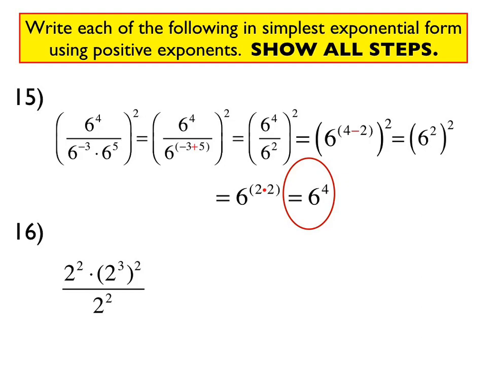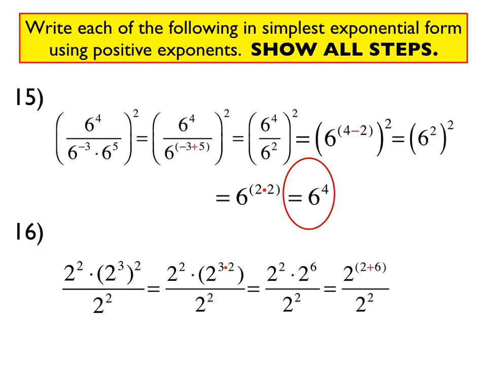Number 16, we should really deal with this part right here first, because we have a power to a power. That gives us in the numerator 2 to the 2nd times 2 to the 6th over 2 to the 2nd. Now simplifying the numerator, we end up with 2 to the 8th over 2 to the 2nd, and that simplifies to 2 to the 6th.